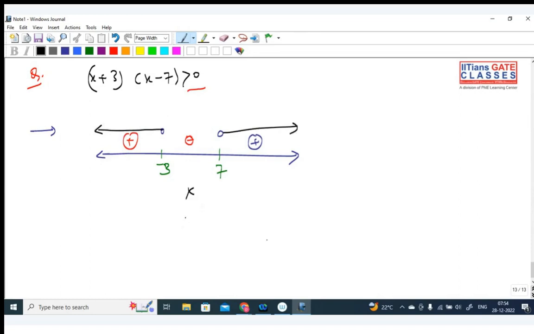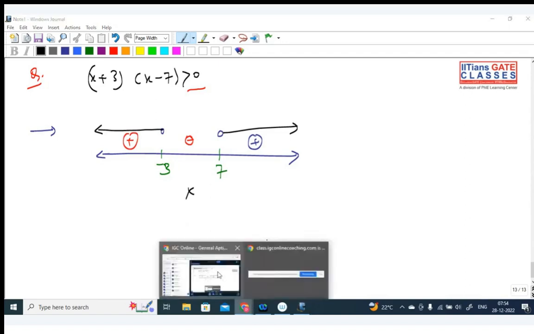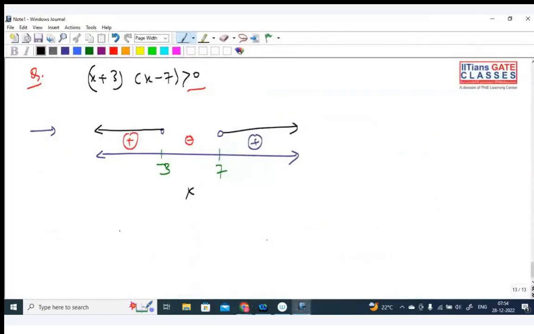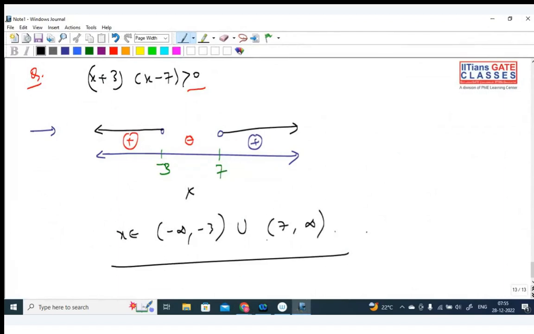What is the answer for this question? I believe everyone might have got the answer now. Minus infinity to minus 3, union 7 to infinity. There should not be any closed bracket. So x belongs to minus infinity to minus 3, union 7. Okay, this is the answer for this question.